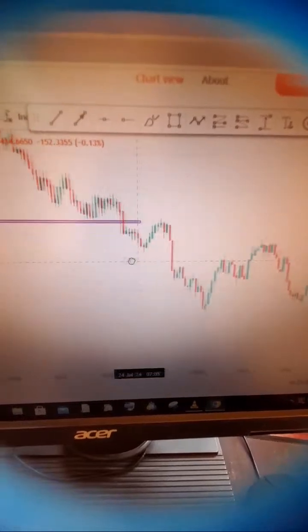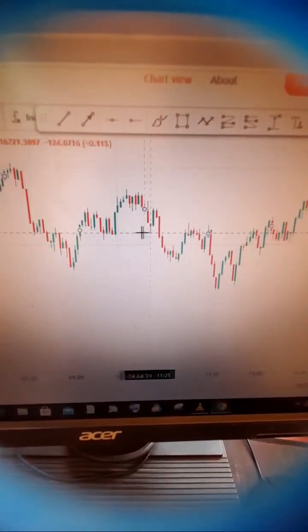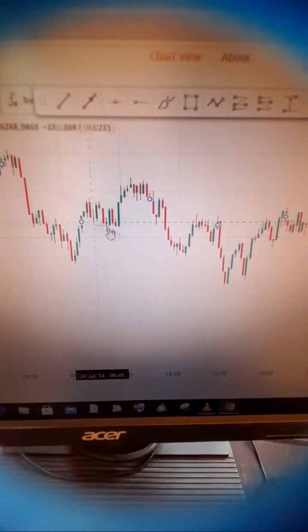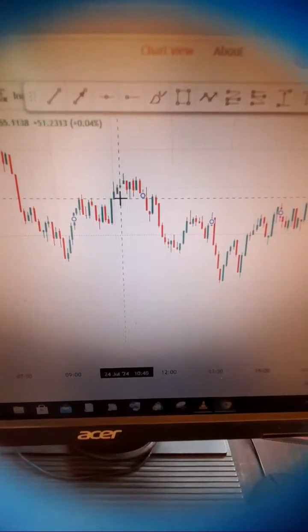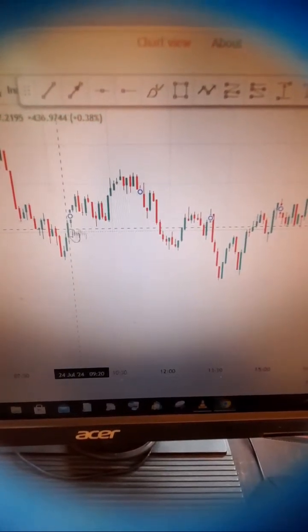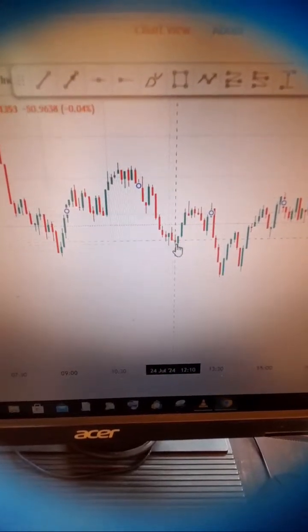You keep looking at the pullback, we keep waiting for the pullback. Now you can see around here the market made a high, made a low, made a high, made a low, and then here we had a change of character, but we didn't break the structure. You wait until we break the structure. Here is when we broke the structure.